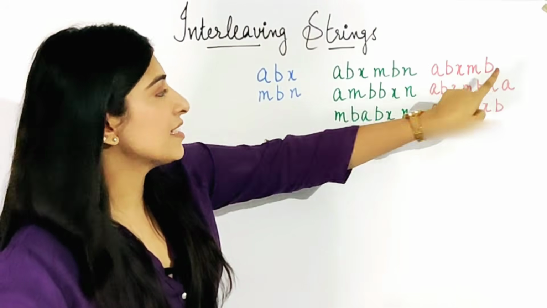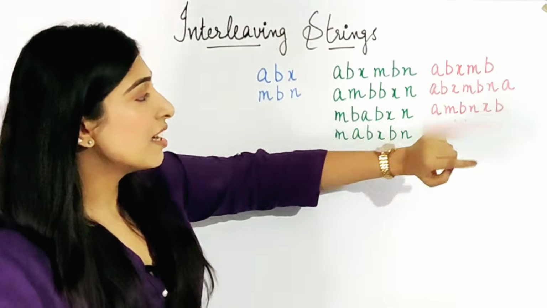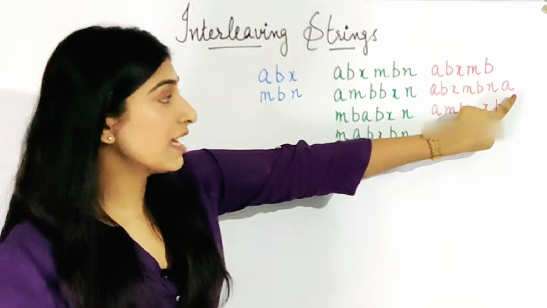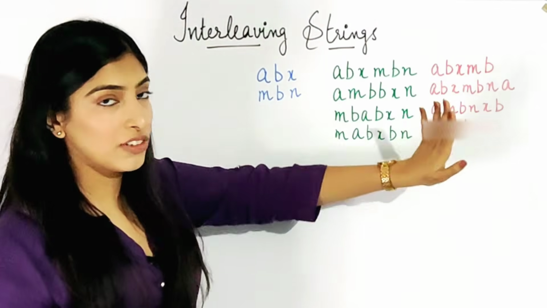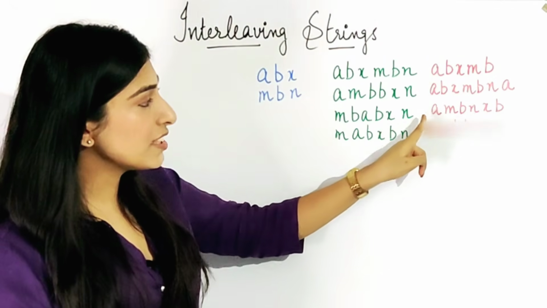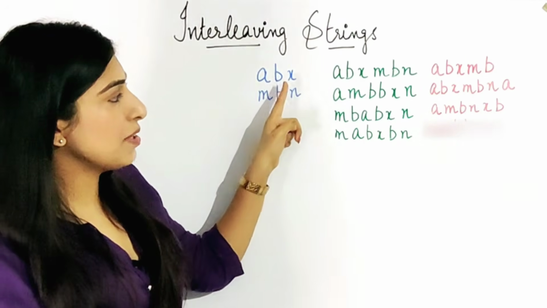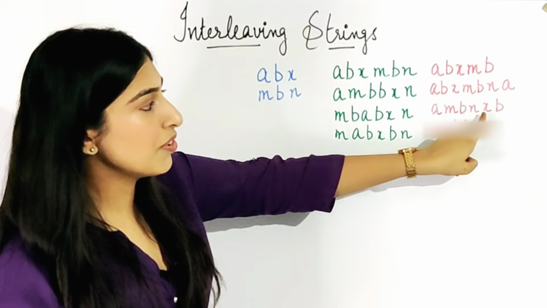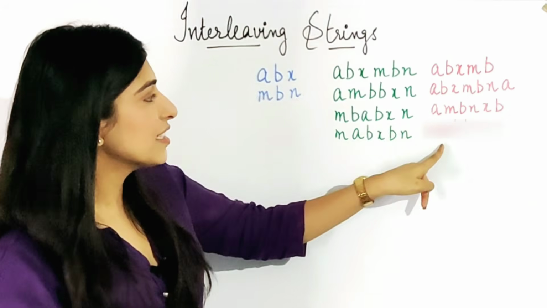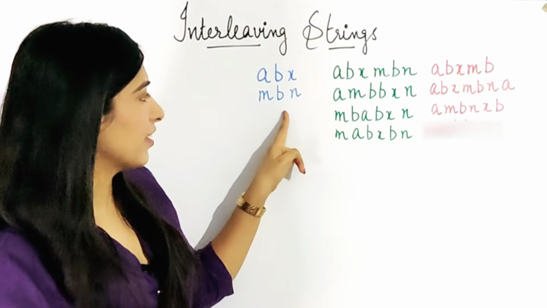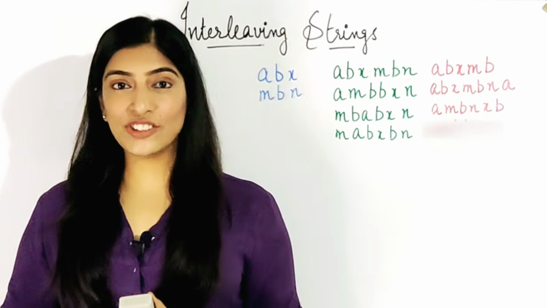Let's go through these examples. Here there is one less character. N is not present. Here there is one extra character. A is present. Okay, so these two are not interleaving strings. And if you see these two, the order is not preserved. Here the order should be ABX. The B should come before X. The order is not correct. Similarly, over here the order is not correct. I hope you have understood the question now.